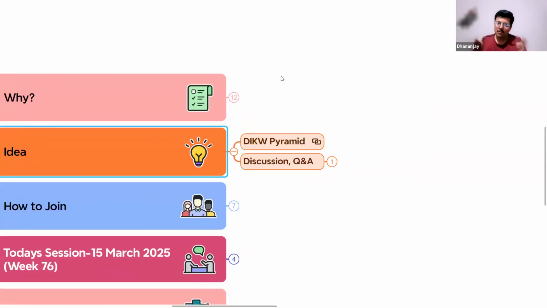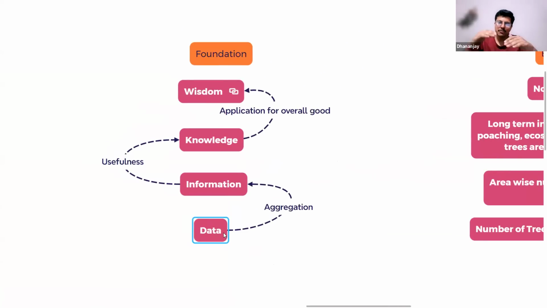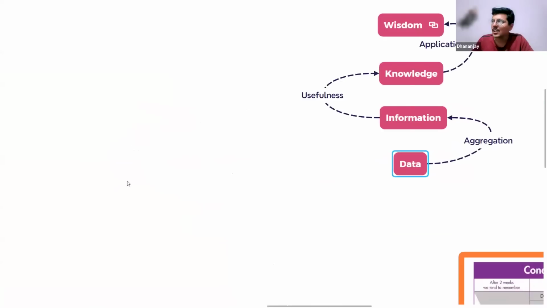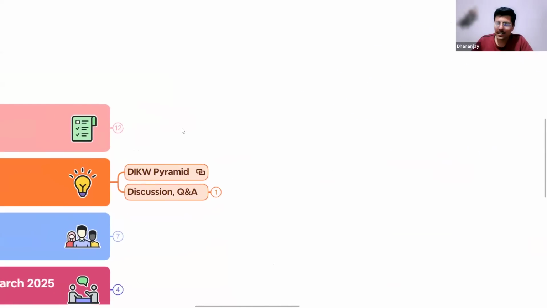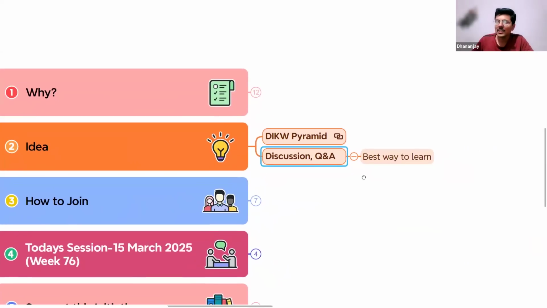Two important things are the foundation of this session. First is the DIKW pyramid: data, information, knowledge, wisdom. In today's time, we have more data and more information than we can possibly consume, but what we lack is the knowledge and wisdom that can only come with experience and proper understanding. That's what we try to do in these sessions.